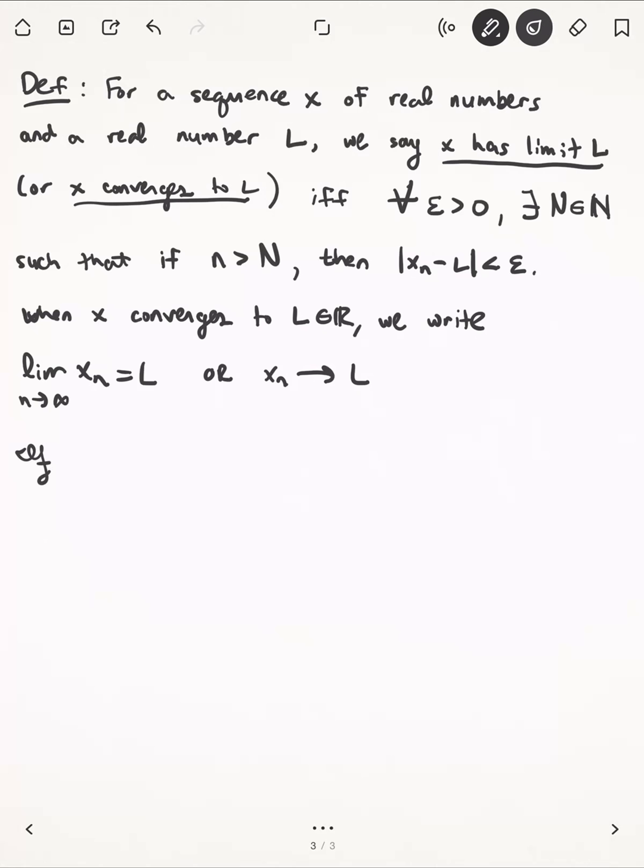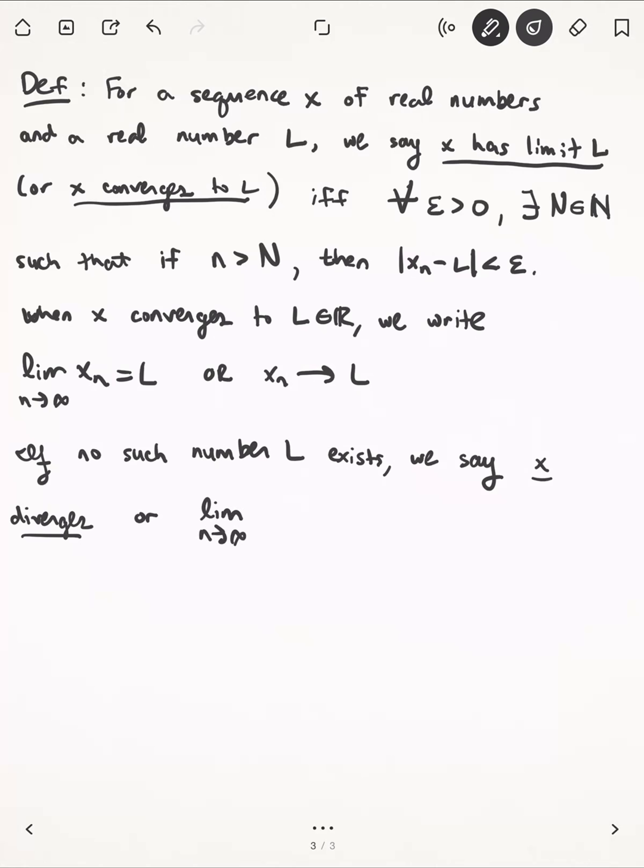If such a number L does not exist, so if no such number L exists, we say x diverges. Or in the calculus way, we say the limit as n goes to infinity of x sub n does not exist.